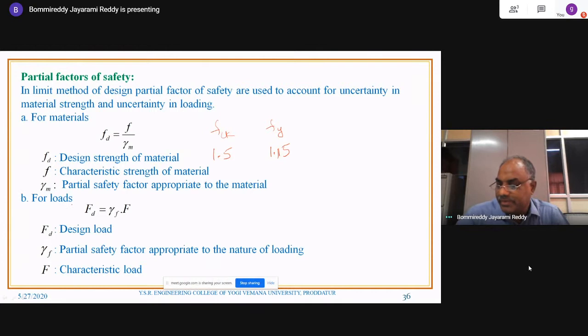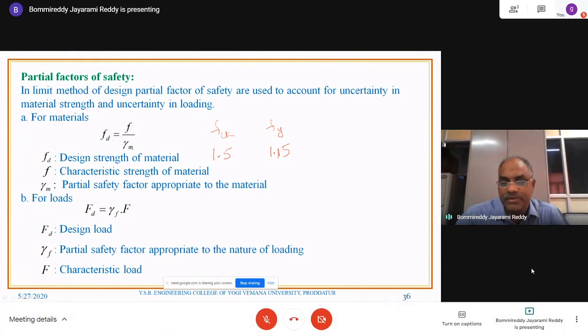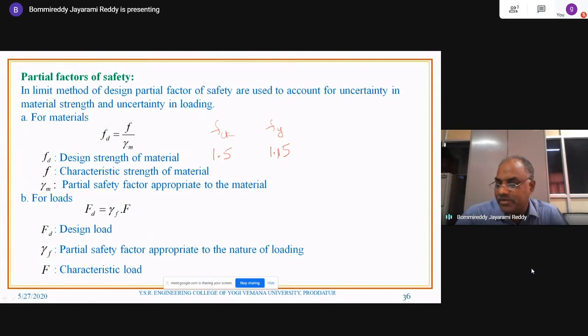Similarly for the loads. So you know what is going to happen here. The stress is reduced by imposing the partial factor of safety. So FD means F divided by gamma m. That means the value is reduced here. Whereas in the case of loads, the design load is multiplied with the factor. So the design load is always more. FD equals gamma F into F. So FD is the design load, gamma F is the partial factor of safety, and F is the characteristic load.